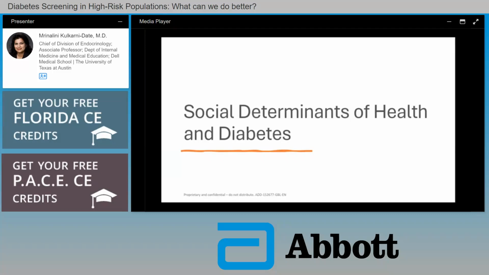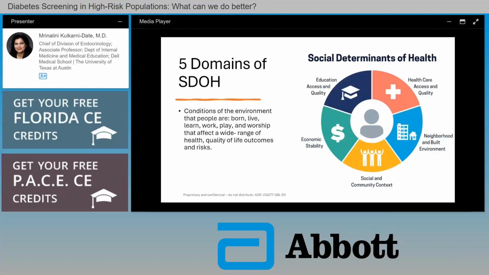So let's talk about social determinants of health and how social determinants affect diabetes and our screening efforts. When you think of social determinants of health, what does that mean? Social determinants of health are conditions of the environment that people are born in, live in, and work in, and these affect a wide range of health and quality of life outcomes, as well as health risks. They've been divided into 5 domains that you can see here on the right-hand side. They include an individual's education access and quality, their economic stability.